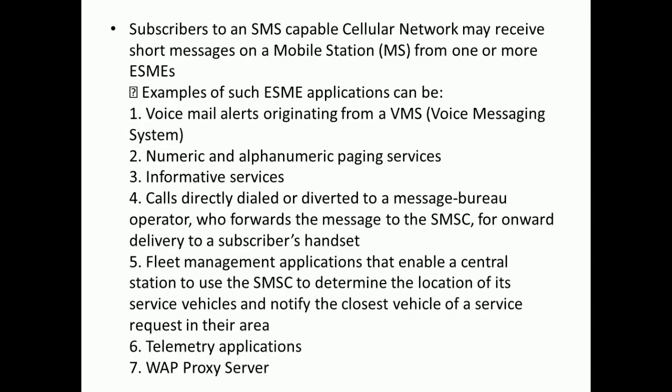Subscribers to an SMS-capable cellular network may receive short messages on a mobile station from one or more ESMEs. Examples of such ESME applications can be voicemail alerts originating from a VMS, voice messaging system, numeric and alphanumeric paging services, informative services, and calls directly dialed or diverted to a message bureau operator who forwards the message to the SMSC for onward delivery to a subscriber's handset.